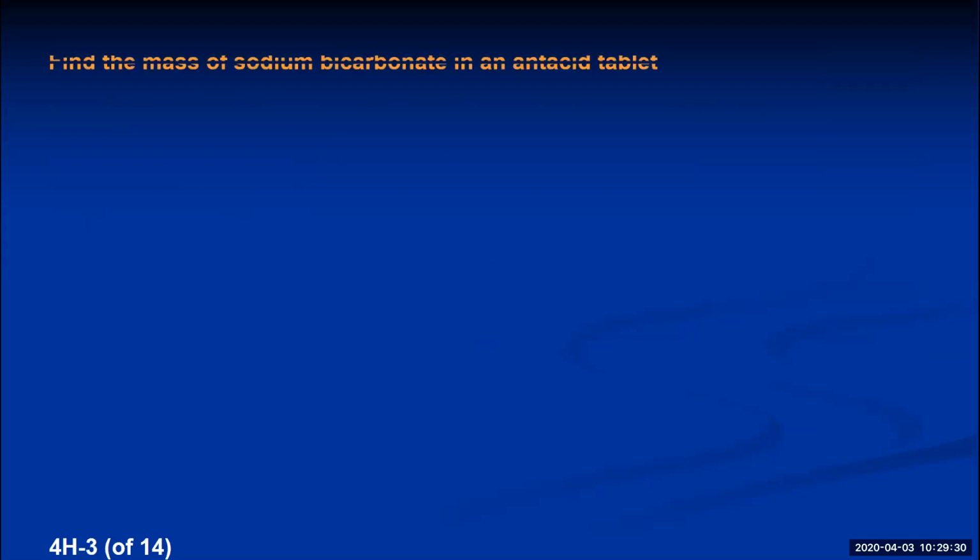Let's work some examples. Let's say we're trying to find the mass of sodium bicarbonate in an antacid tablet. An antacid tablet, by definition, reacts away acid in somebody's stomach, so the antacid tablet must contain something that reacts with acids, it must be a base. So the base that's in the antacid tablet is sodium bicarbonate. When you dissolve an antacid tablet in water, the sodium and bicarbonate ions separate from each other, and it's the bicarbonate ion that is a basic substance.